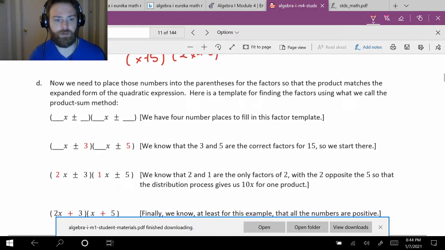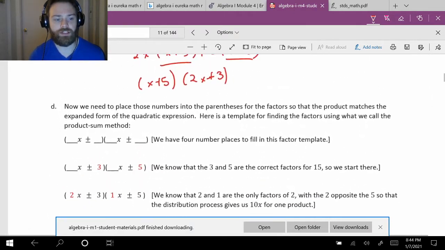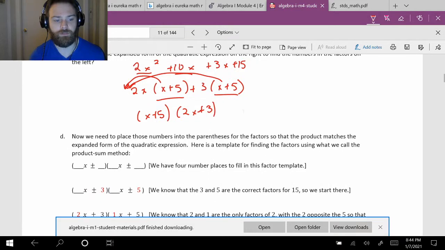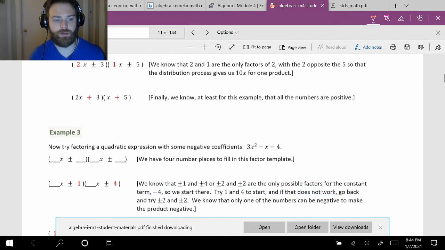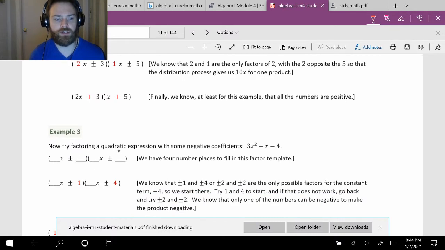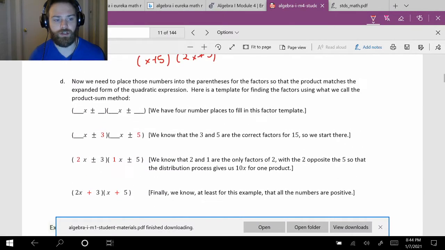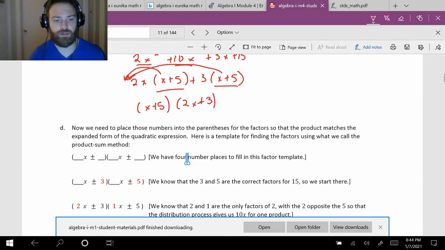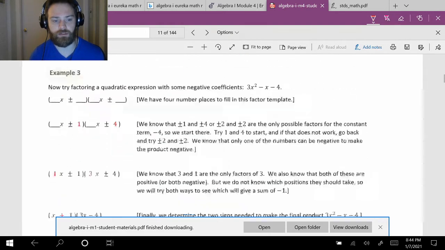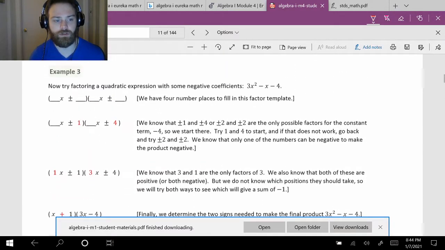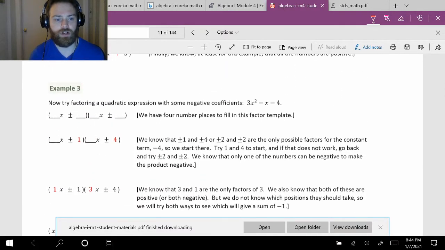It says now we need to place those numbers in parentheses. Okay, so this is exactly what I was trying to say here. So this is just a method that they're using to try and lead you to see. Now we need to place those numbers into parentheses for the factors. Yeah, we did factor by grouping. I don't think we need to go over that. So they're saying now try and factor a quadratic with some negative coefficients.